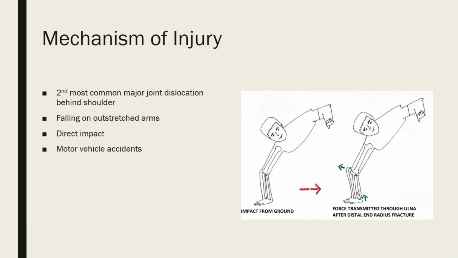The MOIs that you see are falling on an outstretched arm, a direct impact, or any motor vehicle accident. And this ends up being the second most common major joint dislocation behind the shoulder.